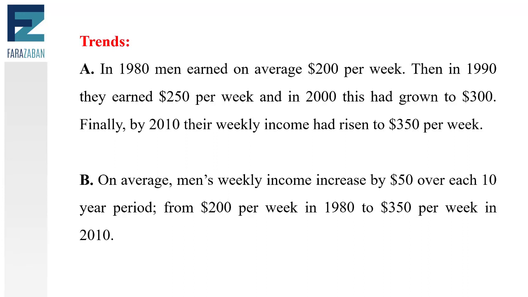Here we have 2 examples. Let's get started with part A. For example, in 1980, men earned on average $200 per week. Then in 1990, they earned $250 per week. And in 2000, this had grown to $300. Finally, by 2010, their weekly income had risen to $350 per week.